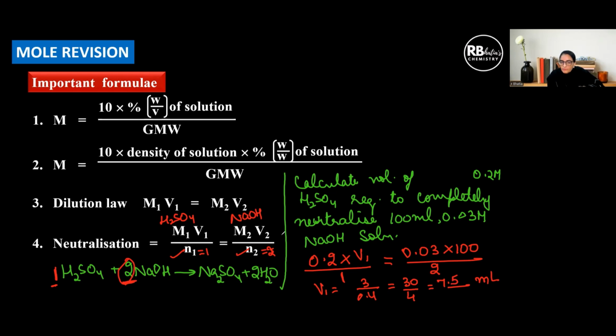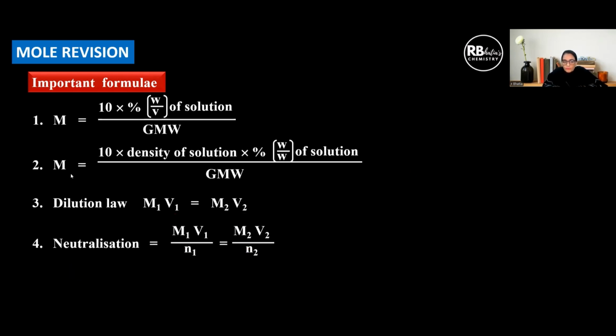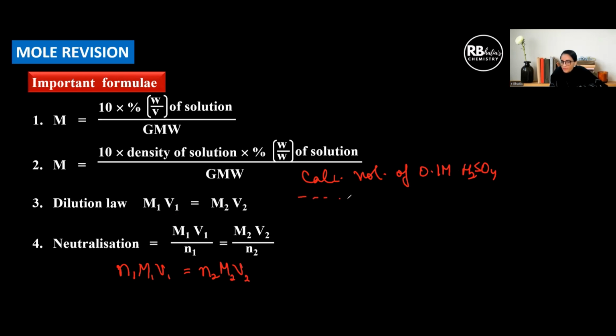Okay. So this is the dilution equation. Now this same question could also be done by the use of the formula N1M1V1 is equal to N2M2V2. Same question if I ask you, calculate volume of 0.1 molar sulfuric acid required to completely neutralize 100 ml 0.03 molar sodium hydroxide. Same question. I can also use this formula.